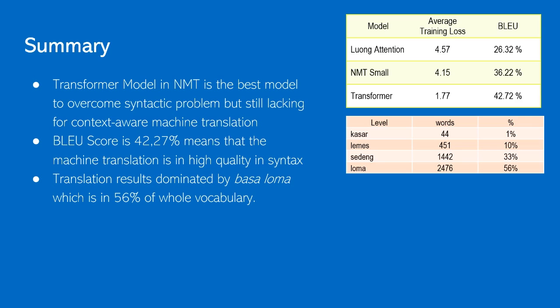Using the transformer model for syntactic problems is good, but for complex sentences, it has a large number of out of vocabulary words, or OOV, as we discussed before. And for the speech level, bahasa loma had 56% of the whole vocabulary. So we demand the availability of parallel corpus on the internet to do more experiments on MT, or machine translation, and overcome the synchronous context problem.